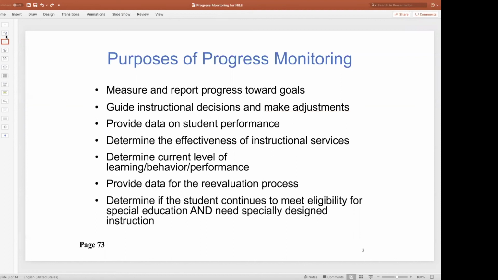To determine if the student continues to meet eligibility for special education and need specially designed instruction. So we're looking at that just to make sure that the child continues to make that progress, and to see if they are still eligible for services.